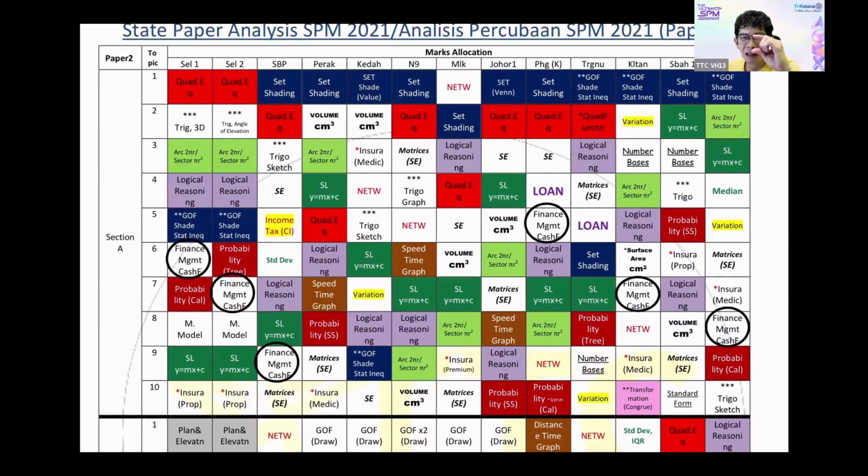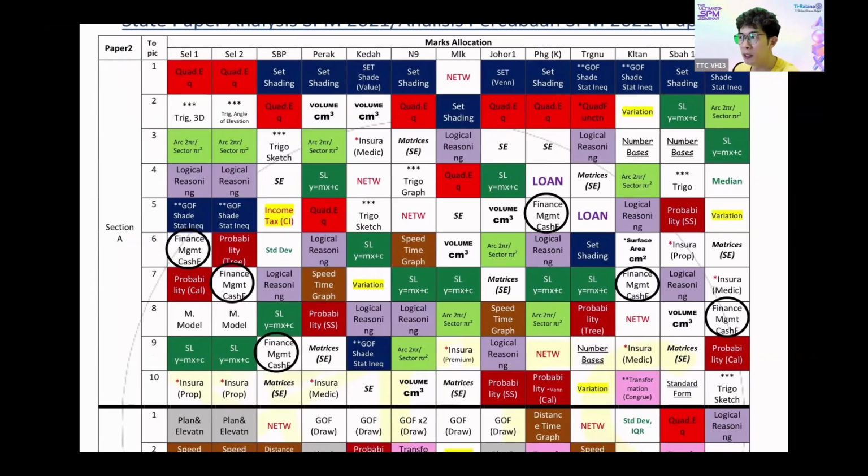SPM is probably like this one. MRSM is whoa, double, triple the level. Don't touch. Okay. Now, you can see the colors repeat, correct?